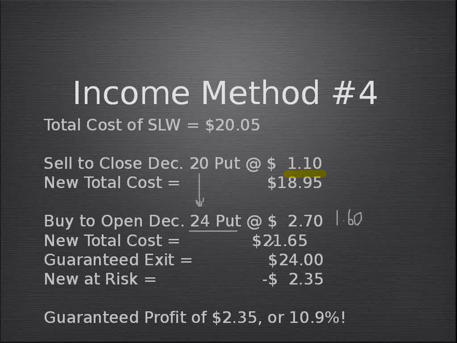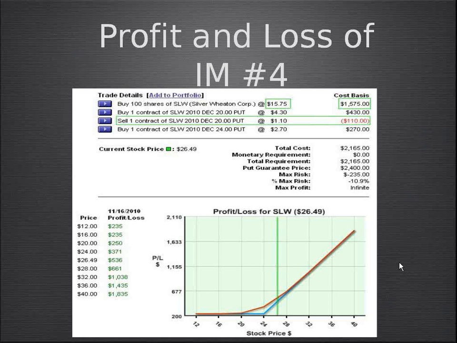So now our total invested is $21.65. Worst case scenario, if the stock now collapses and drops down to $2 per share or $1 per share, we're guaranteed to get $24 back. So our new at risk is a negative $2.35. What does a negative risk mean? Guaranteed profit. No matter what happens, even if I disappeared from trading altogether and did nothing between now and December expiration, I'm guaranteed a profit of $2.35, or 10.9% of the investment amount of $21.65.